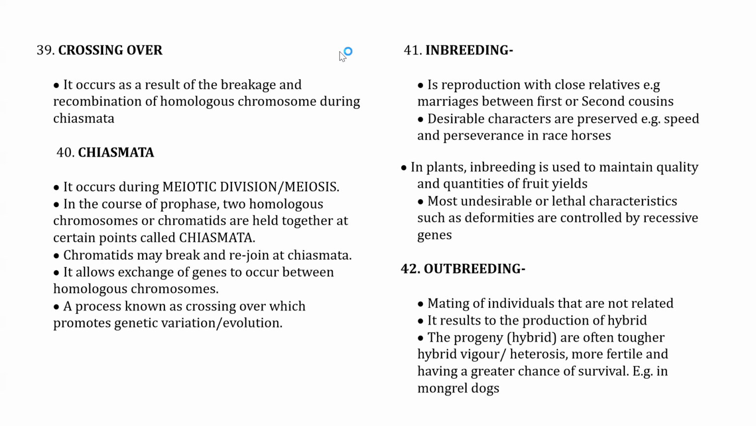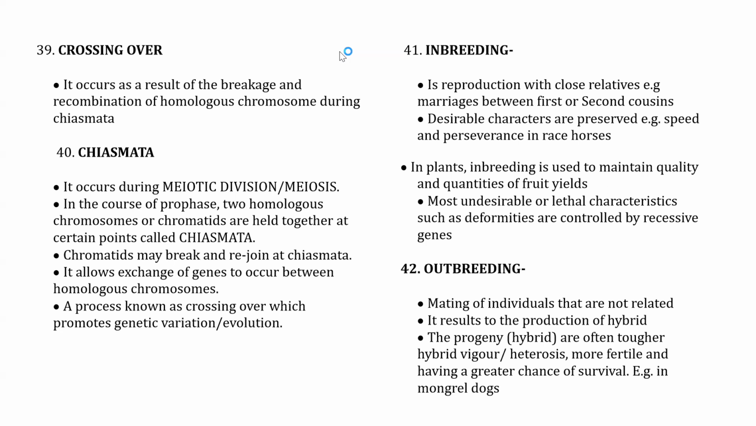Most undesirable or lethal characteristics, such as deformities, are controlled by recessive genes. So all we are just trying to say is inbreeding among relatives, and the reason why we do inbreeding basically is because we saw good characteristics in the organism. So we don't want to lose those characteristics. So we decide to what? We decide to keep them within the family.